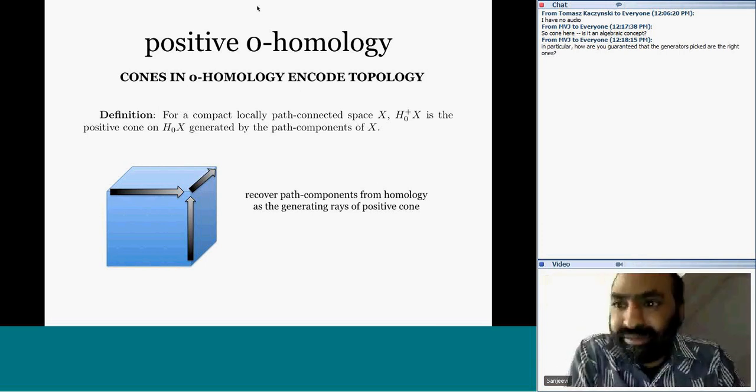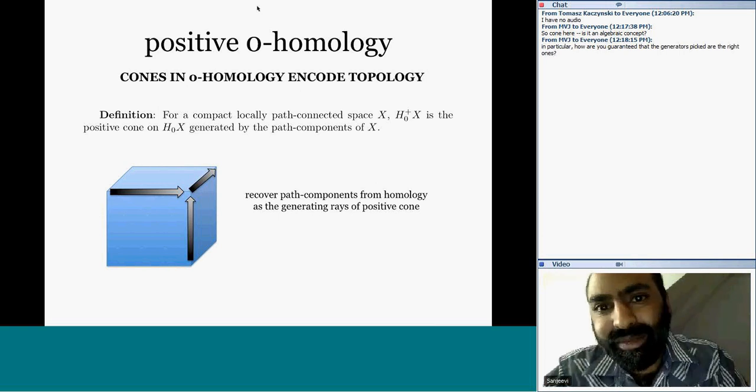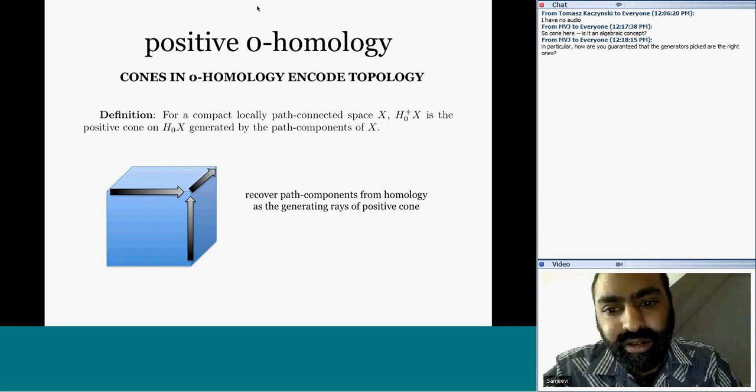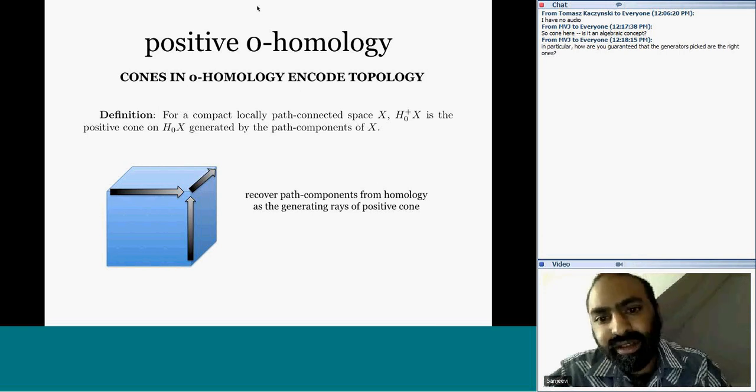Okay, I'm still not clear on this. You're claiming that by working with this positive cone instead, we get the path components and not some other combinations. And I have a hard time seeing, given that you have this vector space sitting there, what the definition would be, or how this guarantee can actually be fulfilled. Last thing, one more time: how can we be sure that the generators for the positive cone actually correspond directly to path components? It's in no way obvious to me.